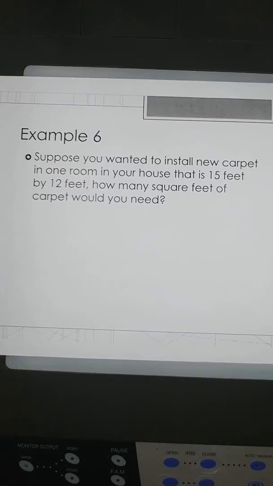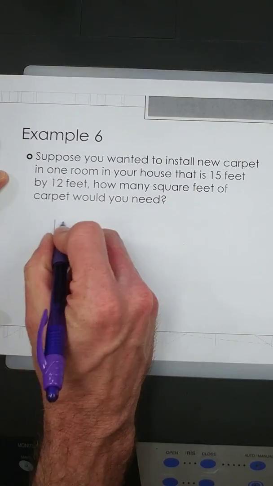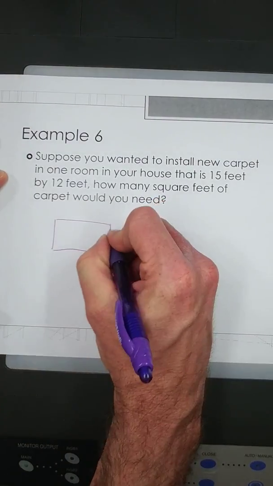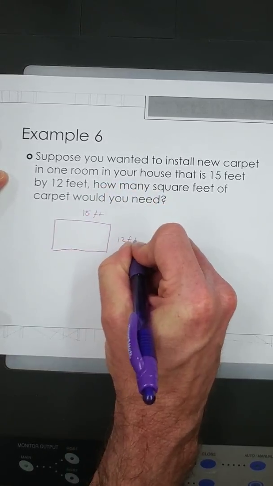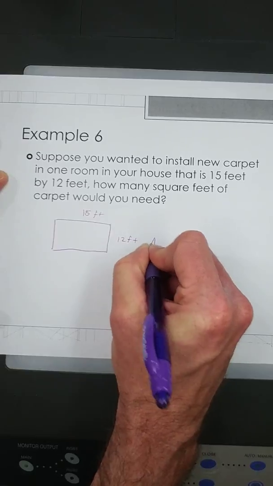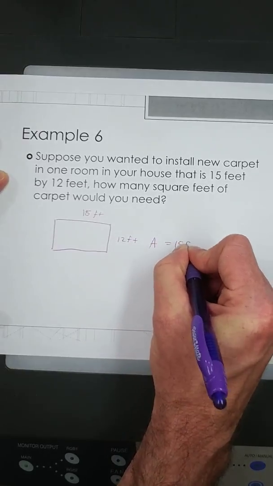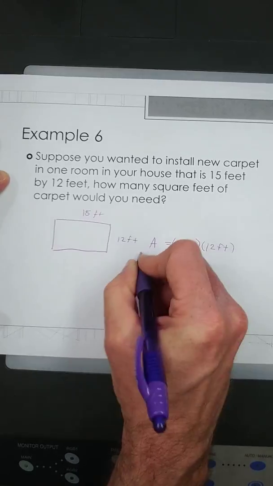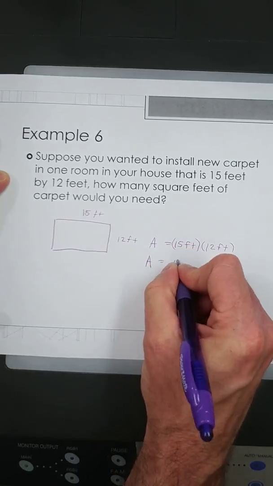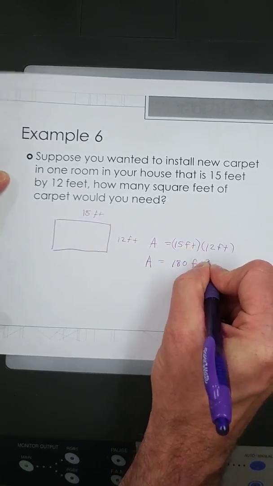Okay, suppose you want to install new carpet in one room of your house that is 15 feet by 12 feet. How many square feet of carpet would you need? Well, if you had a room that was 15 feet by 12 feet, the area would be 15 feet times 12 feet, or 180 square feet.